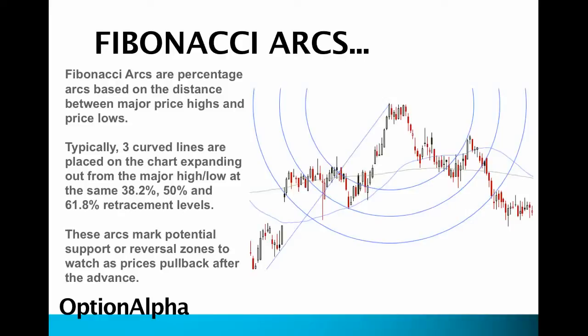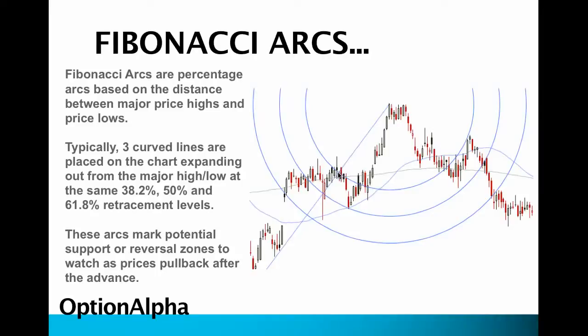These arcs mark potential support or resistance zones after prices pull back, or as prices pull back after an advance. Basically, we're taking the same line that draws from our major low to our major high, and again we'll look at this in a live example, and we're going to the 38.2, the 50, and the 61.8 retracement levels along that line. So we work backwards along the line to find these points.